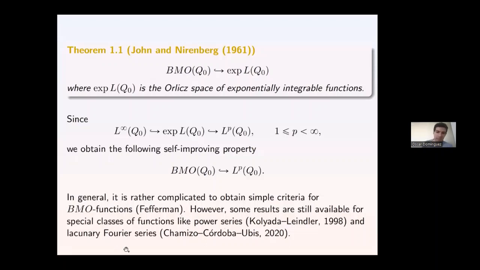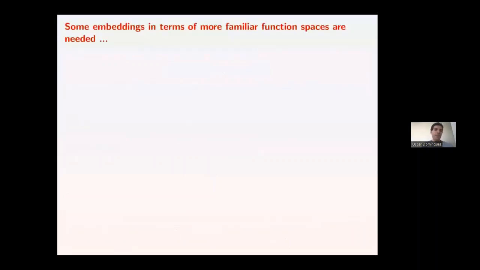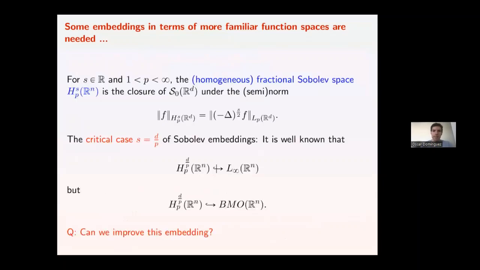So the summary of this last statement is that we need some embeddings in terms of more familiar function spaces into BMO. So how can we ensure that your function belongs to BMO in terms of more familiar function spaces? Let me recall a very classical statement in terms of fractional Sobolev spaces. Before, I would like to recall very briefly the definition of fractional Sobolev spaces.